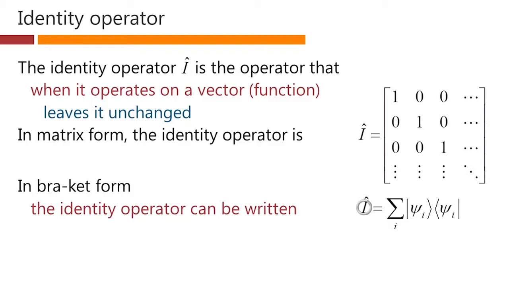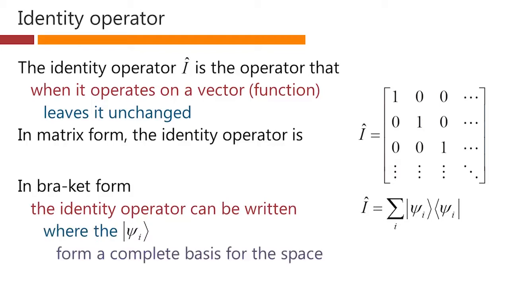The identity operator is equal to the sum over i of the ket vector psi i times the bra vector psi i, the same i, same index in both of them. And these psi i form a complete basis for the space. That's actually mathematically very important. This summation here must be over a complete basis set.